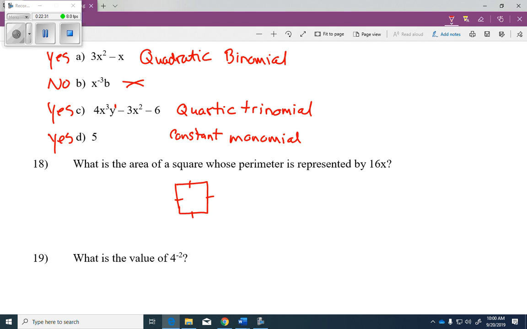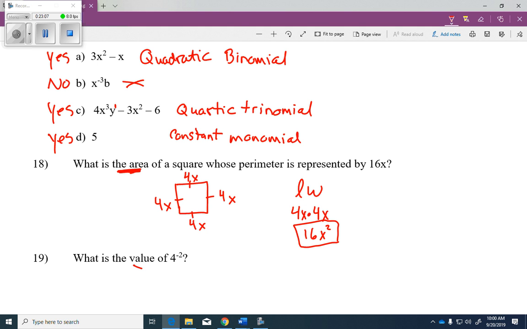So what could I have added 4 times to get 16x? Don't you agree it must be a 4x? 4x plus 4x plus 4x plus 4x turns out to be 16x. So I found what my sides are labeled. Now I can go back and find the area. Area of a square is length times width. So 4x times 4x turns out to be 16x squared.